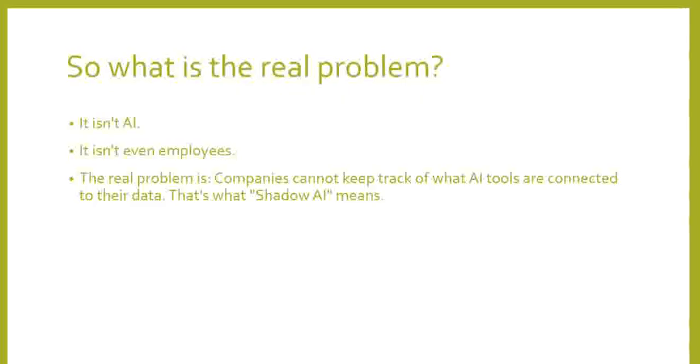Then, why did I consider that this is a real problem? Well, actually, I don't think that the real problem is the AI, nor even the employees' behavior in many cases, not in every case, but in many cases. I think the problem is that when the employees are signing up for these AI websites, the company does not really have an option or a protocol to follow in order to know how their data is being managed. So they cannot keep track of these sites. That is what is called shadow AI.